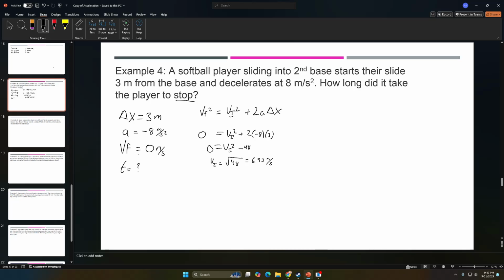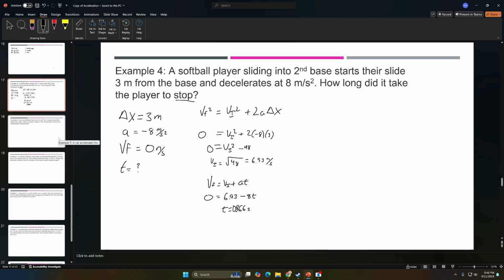Now that I have v initial, change in x, a, and v final, I can use any of the equations with t in them to find t. Probably the easiest is v final equals v initial plus at. 0 equals 6.93 minus 8 times t. T is going to equal 0.866, as you like to say. Okay, and that's our answer. This is the first problem we've had where it required two equations to solve.